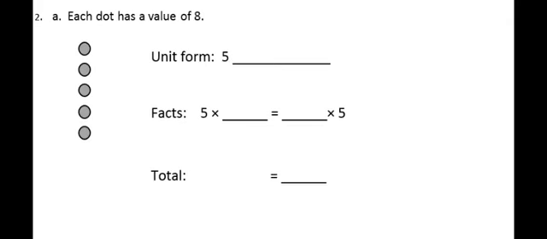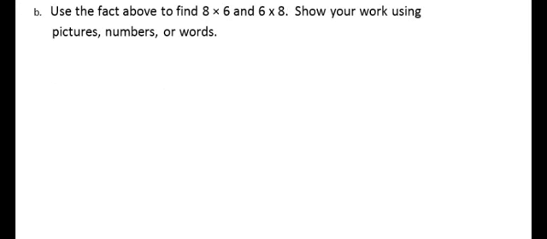Here I have a dot, and each dot has the value of 8. We can see that we have 5 dots altogether, and that's showing in unit form the value of 5 eighths. To find the final answer, I can think of the multiplication problem 5 times 8, which we studied in the last module, and using the commutative property, I can show that 5 times 8 is the same as 8 times 5. They both equal 40. We will use that information to help us solve the next problem.